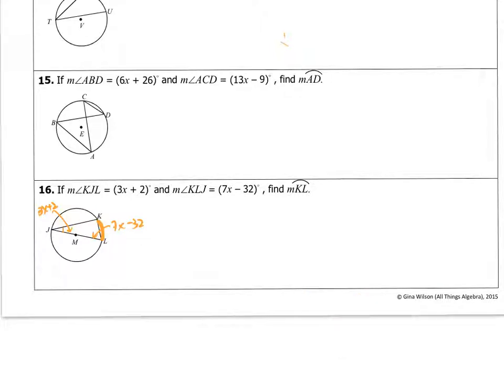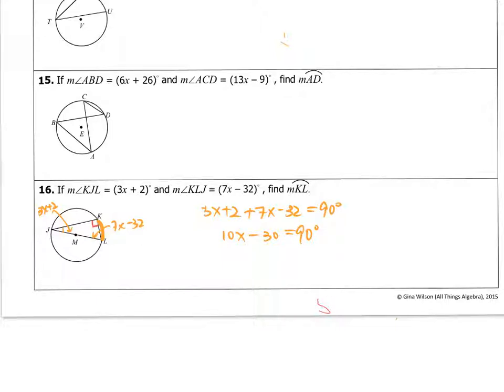So we have to find some kind of relationship. How are they connected? One thing we know is that if I use red, look at this angle K. It's a right angle because it intersects the diameter JL, right? Which means that 3x plus 2 plus 7x minus 32, if I add these two angles together, I should also have 90 degrees, because the triangle gives me 180 degrees interior sum. So that's 10x minus 30. Oh, that's easy math there. Equals 90 degrees.